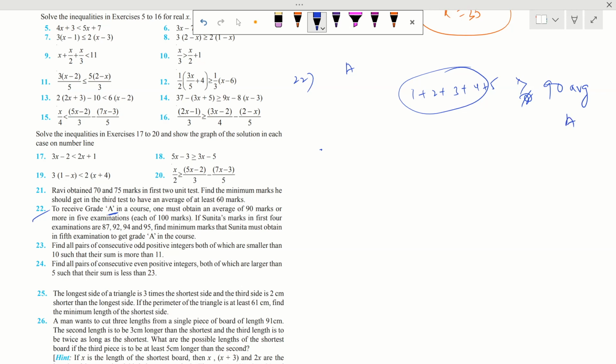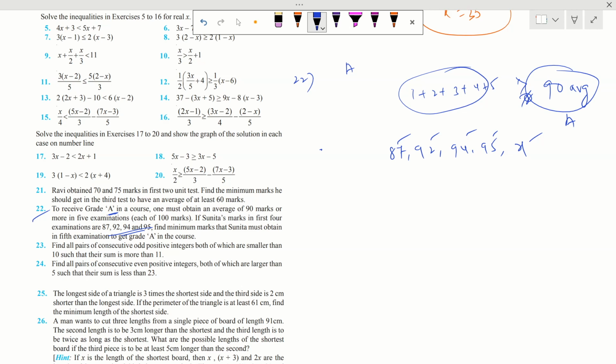So what does that mean here? The first 4 examination marks are given here: 87, 92, 94, 95. The first 4 examination marks are given, and the fifth one we don't know. So the fifth one we need to find. What is the minimum marks required to get an average of 90?